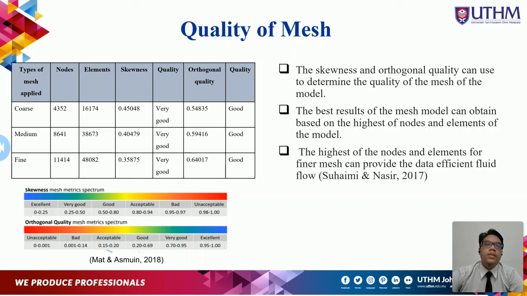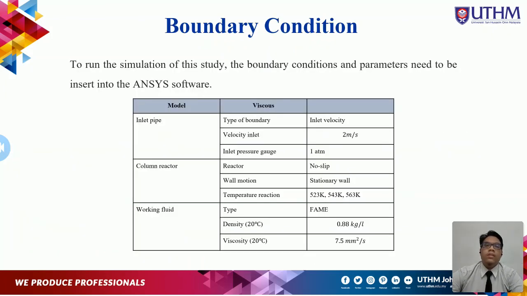To know the good quality of the meshing model, we determine the quality by referring to the mesh metrics spectrum. The best result of the meshing model can be obtained based on the highest number of nodes and elements of the model. The highest number of nodes and elements for the final mesh can provide efficient fluid flow data. For boundary condition, these are the boundary conditions that we use to run the simulation in the ANSYS Fluent software.